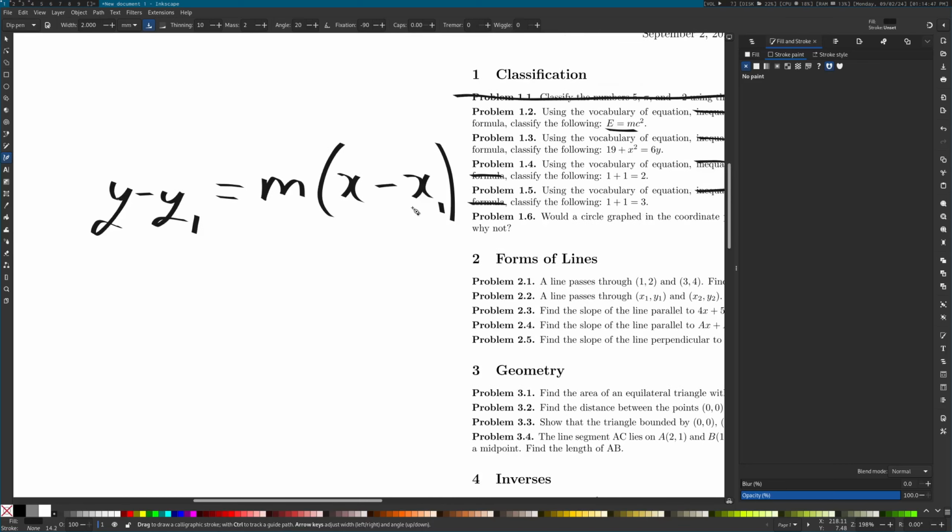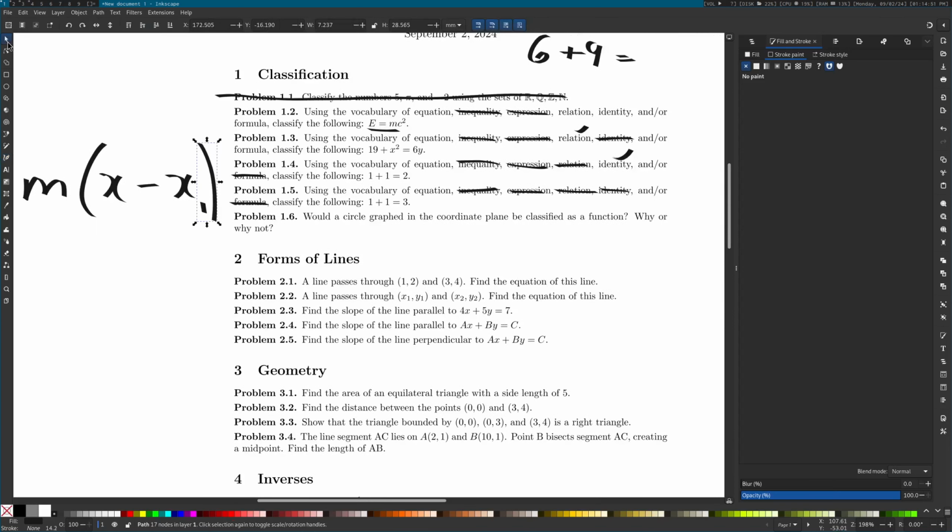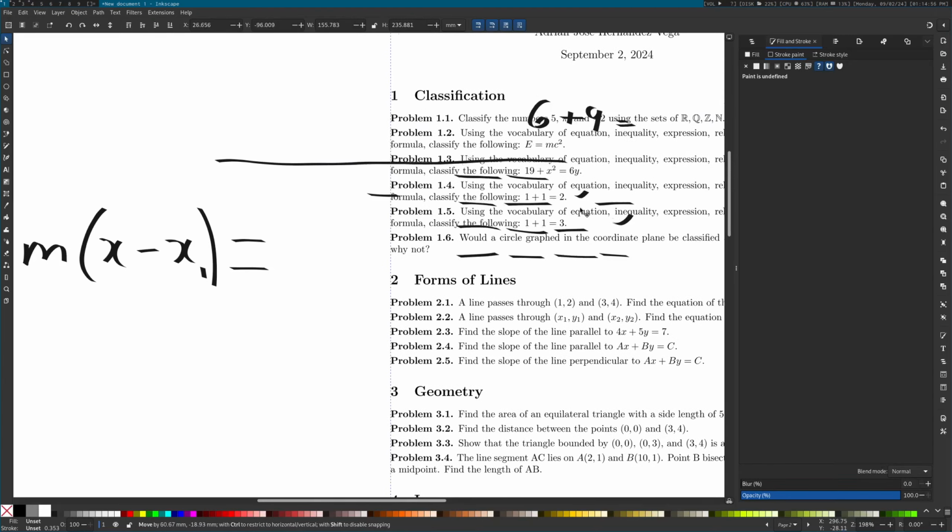Wait, what are we doing now? We're doing forms of lines. Okay. So let me get this out of view. You didn't know this. Yeah, I do need those.